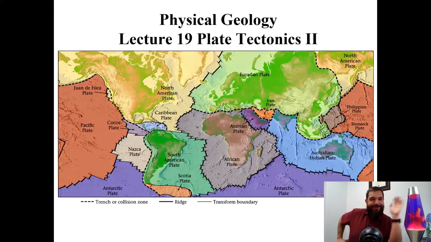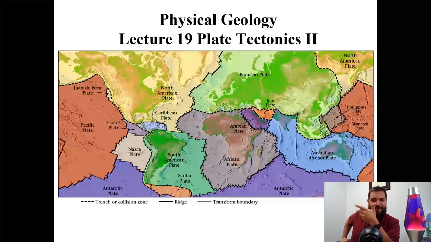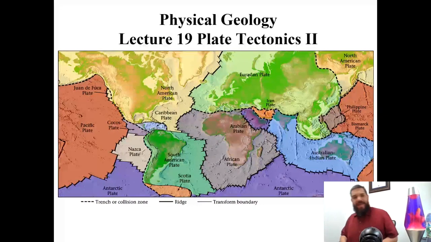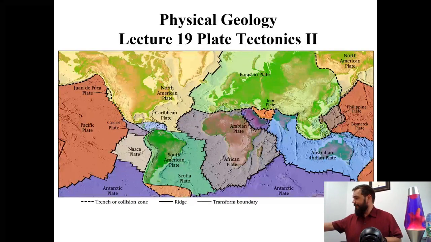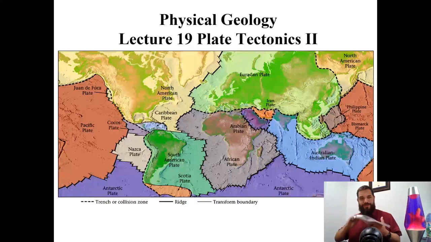I still have my lava lamp here. Now it's actually starting to convect, just like the mantle, right? So remember, mantle convection is what powers plate tectonics, and we're going to be continuing along with our discussion of plate tectonics. I'm looking for my, oh, here it is, my lecture assignment packet.